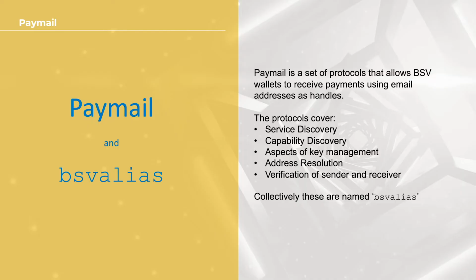And so the protocols cover service discovery, capability discovery, key management, address resolution, and verification of both the sender and the receiver. Collectively, these protocols have been named SV Alias. So Paymail is an aspect of that.